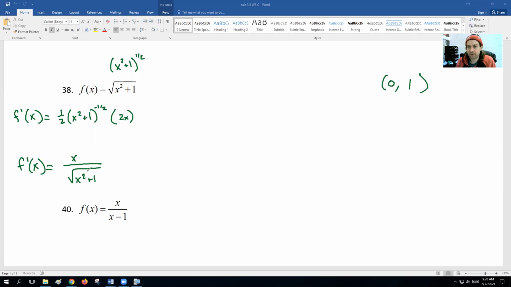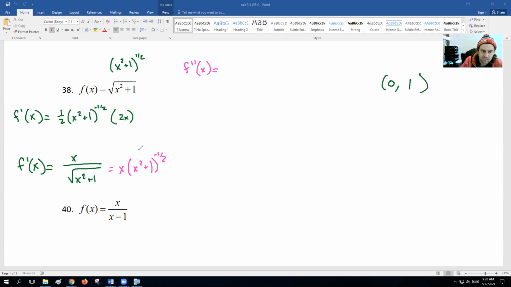Now, what is (0, 1)? Is it a min, a max, or neither? That's determined by the second derivative. So the second derivative here, let's figure this out. I don't like the quotient rule. I'd rather do x times x squared plus 1 to the -1/2 power. I'd rather do the product rule here.